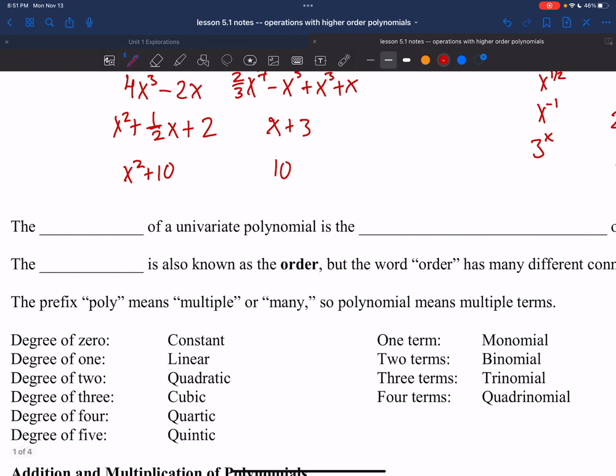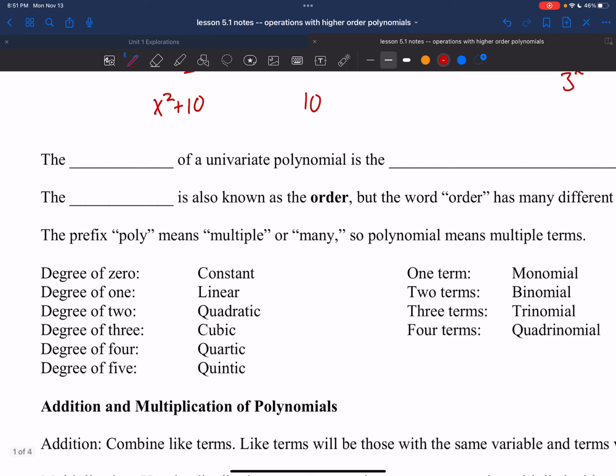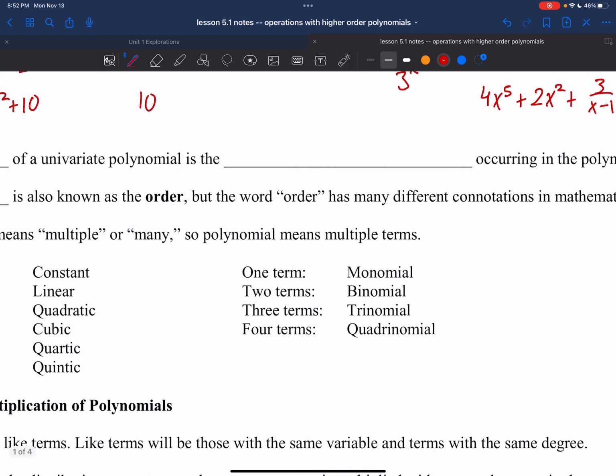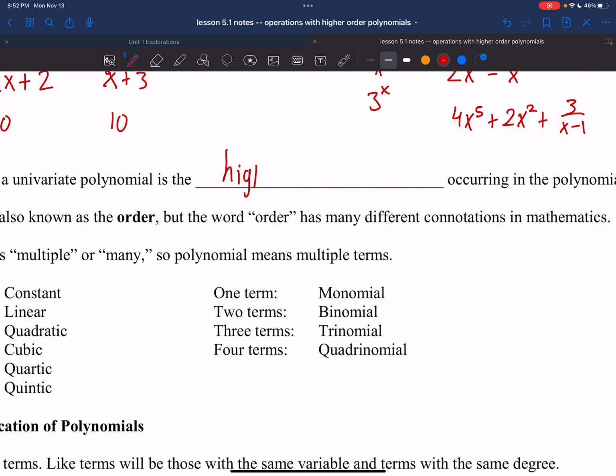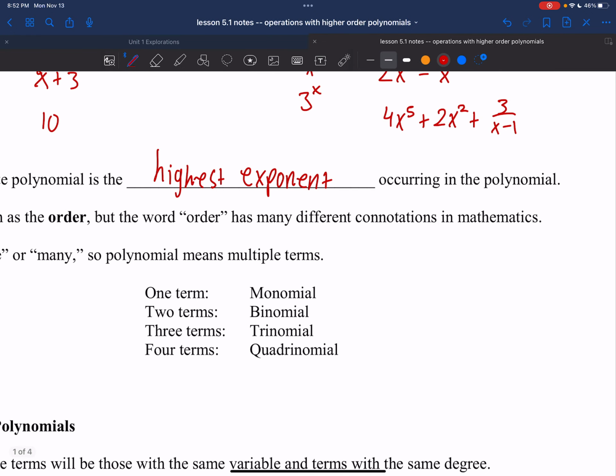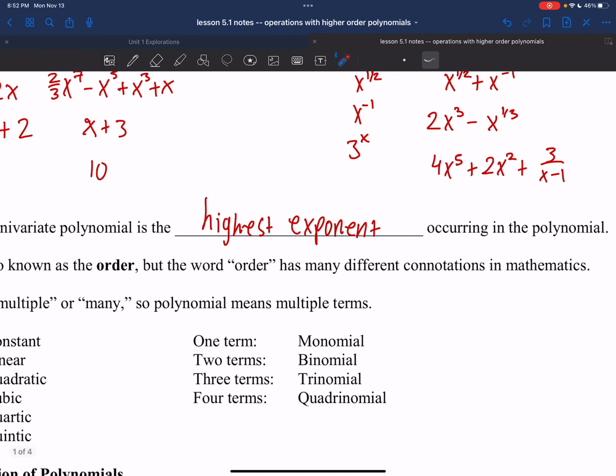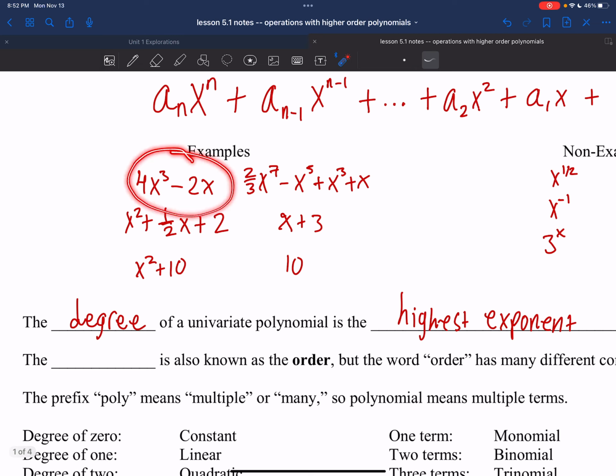Okay. All right. I've said this word degree, so let's talk about that. The degree of a univariate polynomial is the highest exponent that occurs in that polynomial. So if I go back and look at these examples, the degree of this polynomial that I'm circling is 3. The degree of this polynomial I'm circling is 2. The degree of this polynomial is 7.